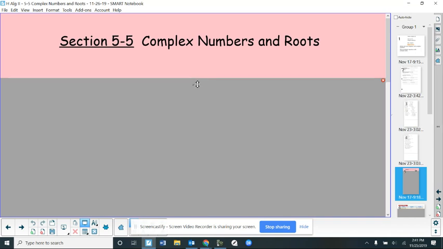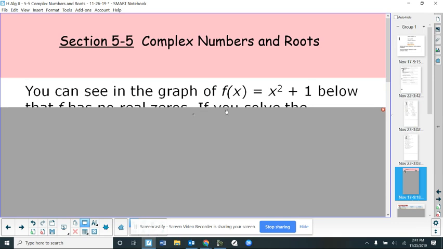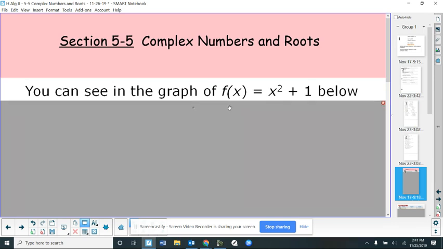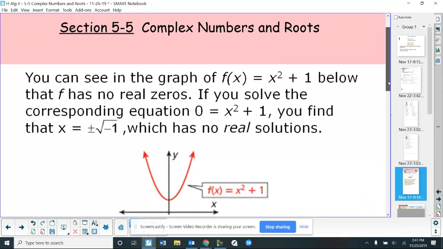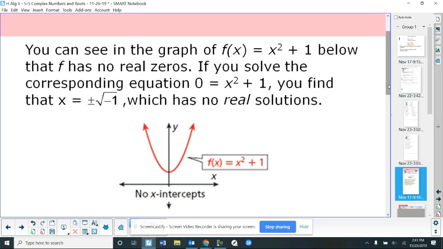Okay, so section 5.5 deals with complex numbers and roots. So it's going to deal with this graph, f of x equals x squared plus 1. Hopefully you know enough that this graph is a quadratic function that opens up and it's also shifted up 1 unit. So if you think about the graph of this quadratic, it would look like this. So notice it is shifted up 1, it opens up. There are no x-intercepts. Okay, so there are no x-intercepts.